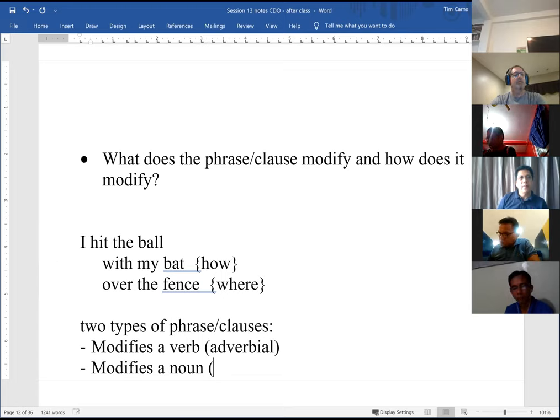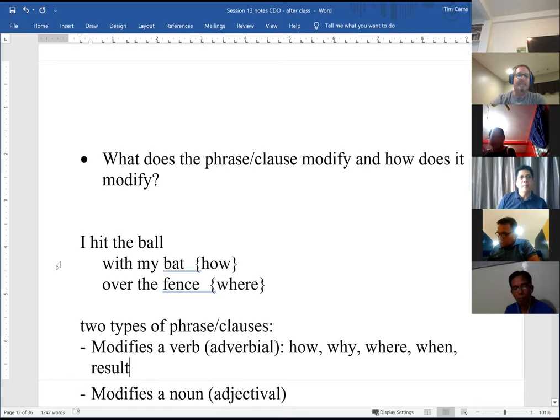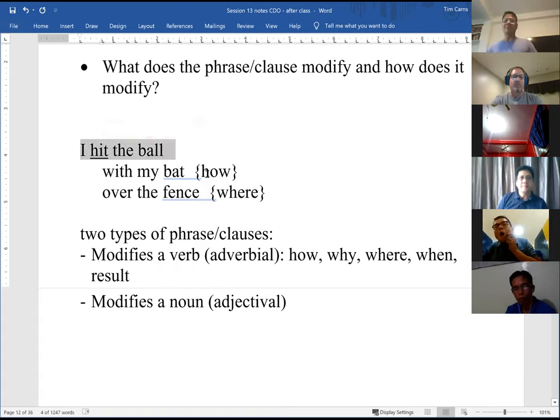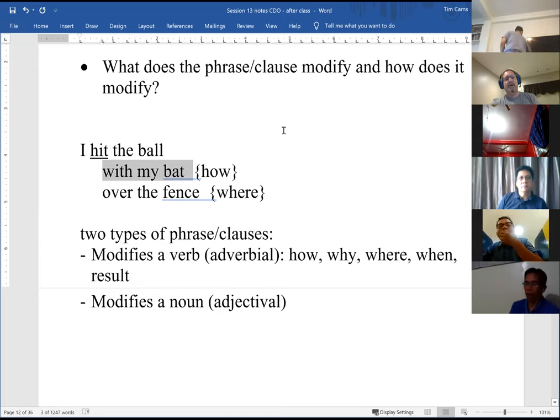Now, how do we figure out which is which? Well, if a phrase modifies a verb, it's going to answer the following questions: how, why, where, when, result. If you have a phrase that answers one of those questions, for example, over the fence, that's a location. That's telling us where, so I know that it's going to modify a verb. It's telling me where an action took place, hit. And then with my bat carries the idea of how something was done. That word with often has the idea of how. So that's going to tell me how I hit the ball.